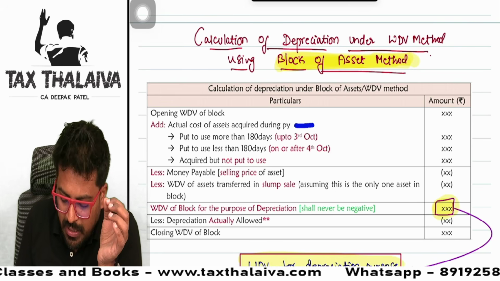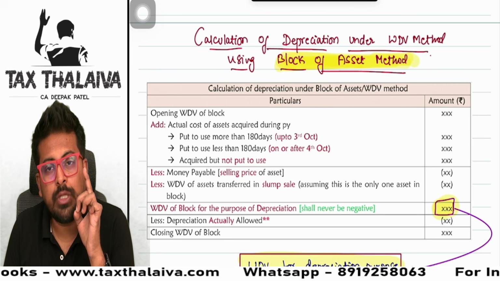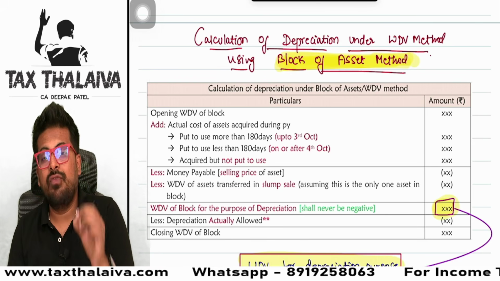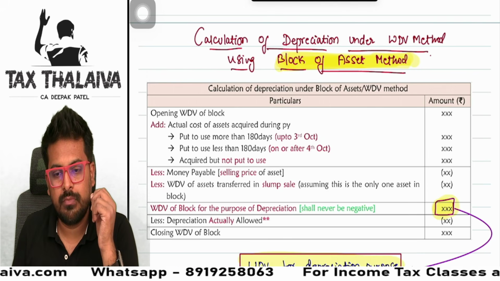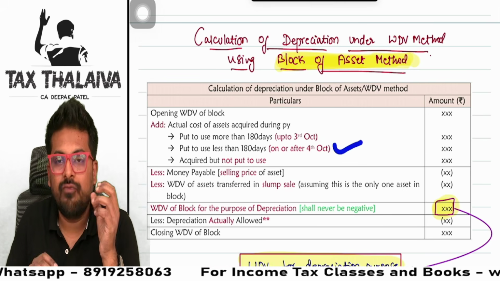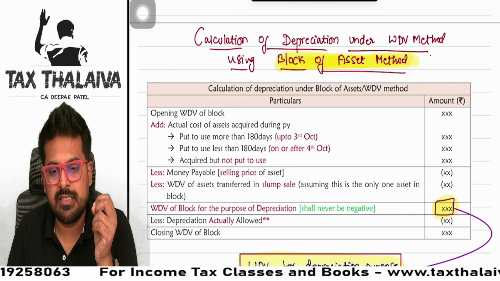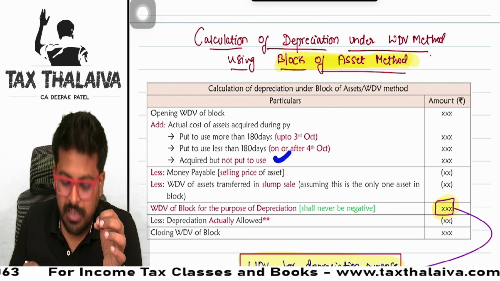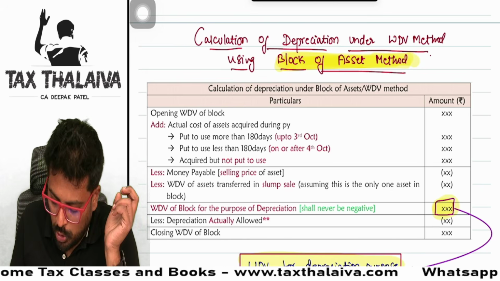To that, you will add three things. First, you will add into the block the asset which you have put to use more than 180 days. That value you will add here. Then you will add the value of asset which you have used for less than 180 days. And also you will add the asset not put to use. You acquired but not put to use, also you will add.